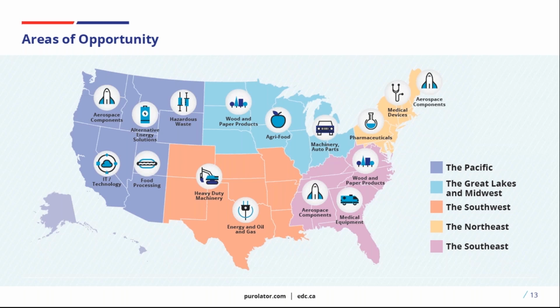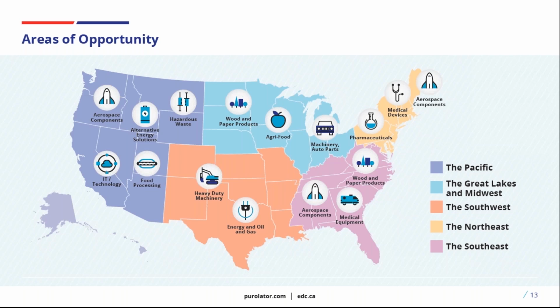Canadian exports to this region have traditionally been energy, machinery, auto parts, wood and paper products, as well as manufactured goods. But increasingly, we're selling agri-food, biotech, and life sciences products to this region. And so that's important, I think, to keep in mind in terms of understanding perhaps where your competitors are playing.